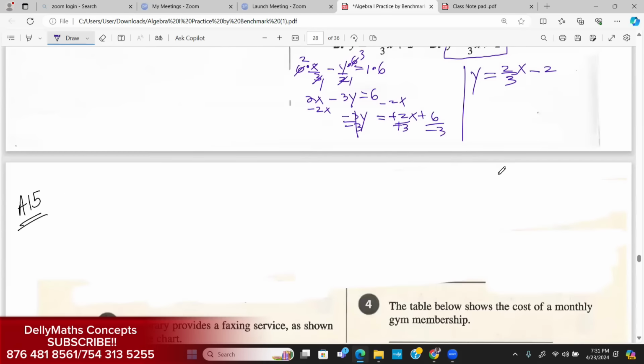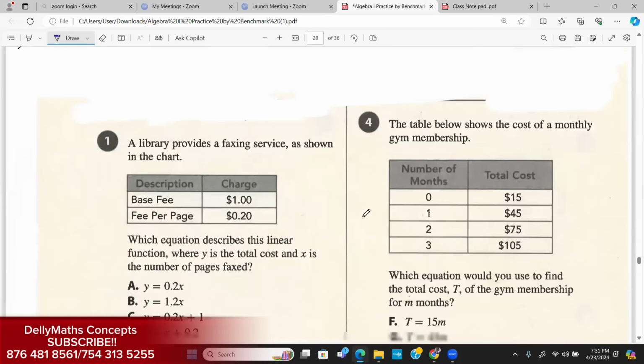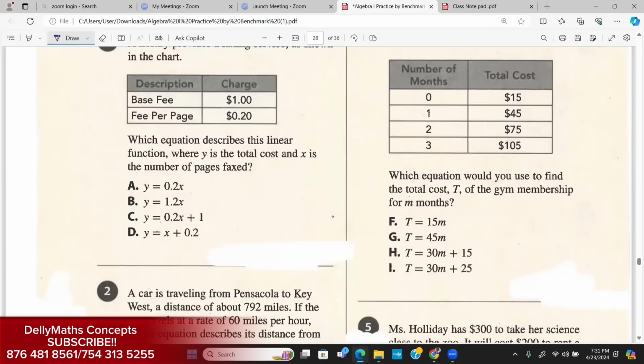All right, let's go to the next one. So we had A15, right? It says a library provides a faxing service as shown. So we're looking at the base fee, and we're looking at the fee per page, right? There we go. So now, let's see what it says.